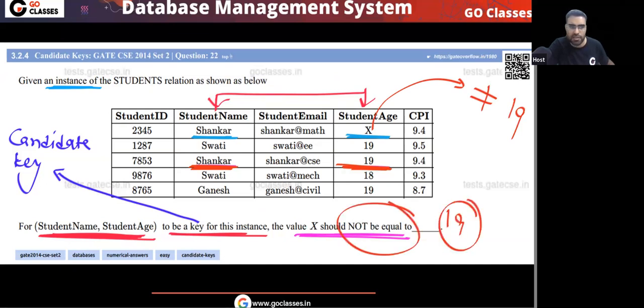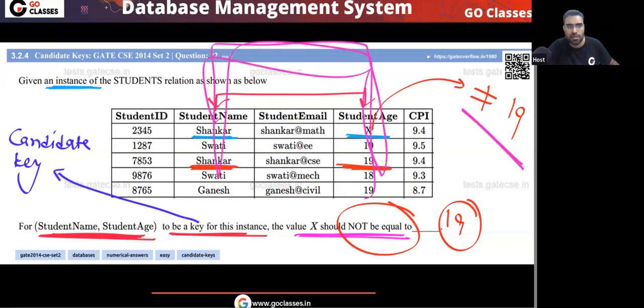The answer will be 19. Everything else is fine. This x can be 17, 18, 0, or 1. Everything else is fine, but x cannot be 19 if you want this combination to be a key. So the answer will be 19. Let's move on.